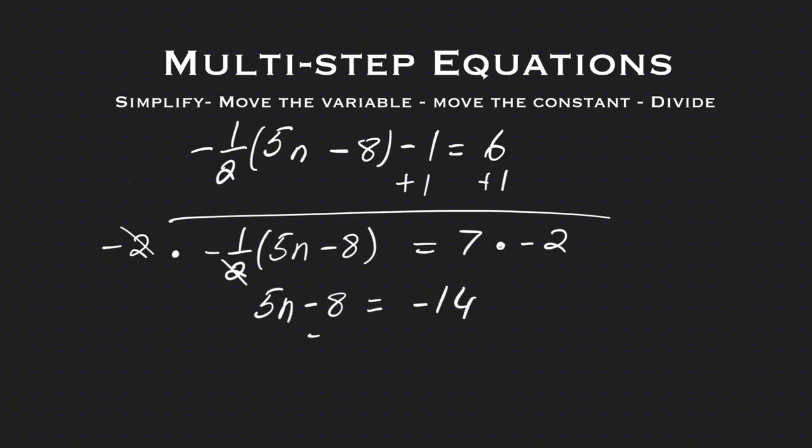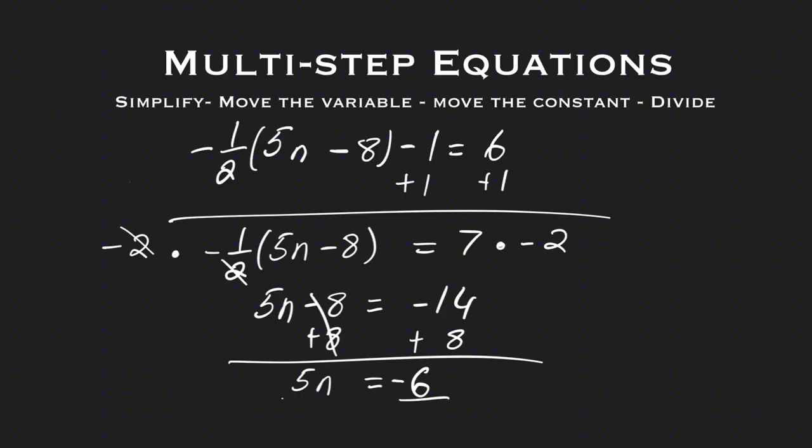Okay, from here we're going to move the constant. We're going to bring down the 5n. 14 minus 8 equals 6, and it will be negative 6. Now we're going to divide both sides by 5. So our answer is n equals negative 6 over 5.